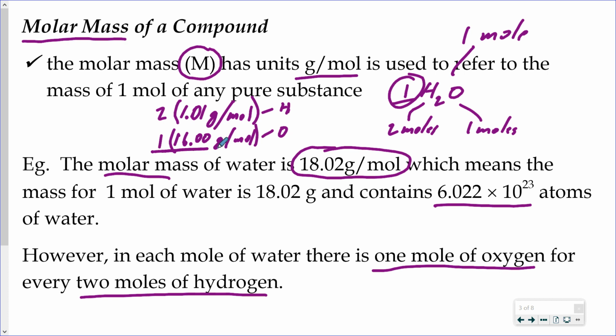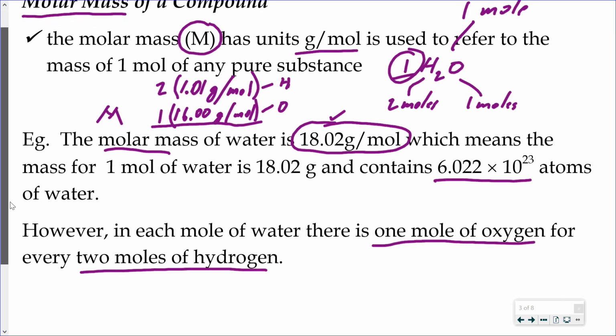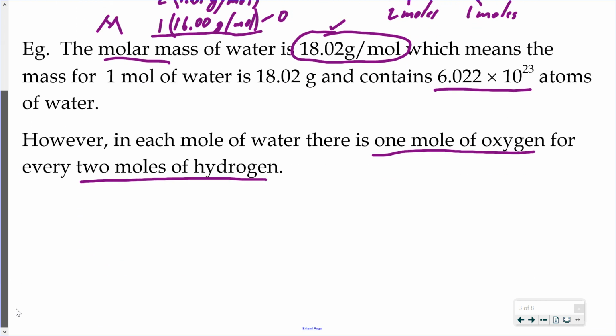So now if we do that multiplication, 2 times 1.01 is 2.02 plus our 16, and that's where we get this 18.02. So that is the molar mass, the capital M, for water. And down here, that's what I explained with the water molecule, is that each mole of water is made up of 1 mole of oxygen and 2 moles of hydrogen.